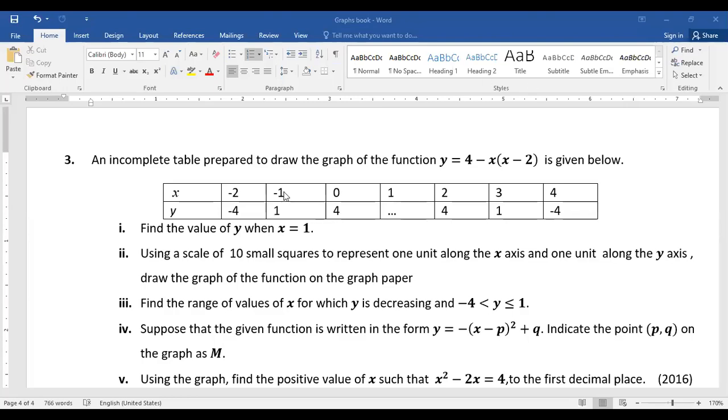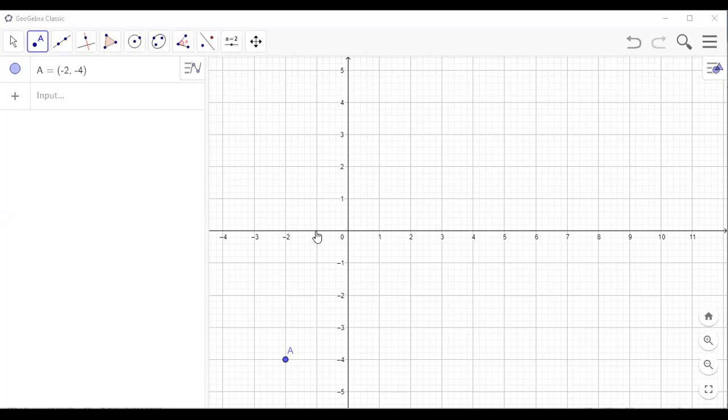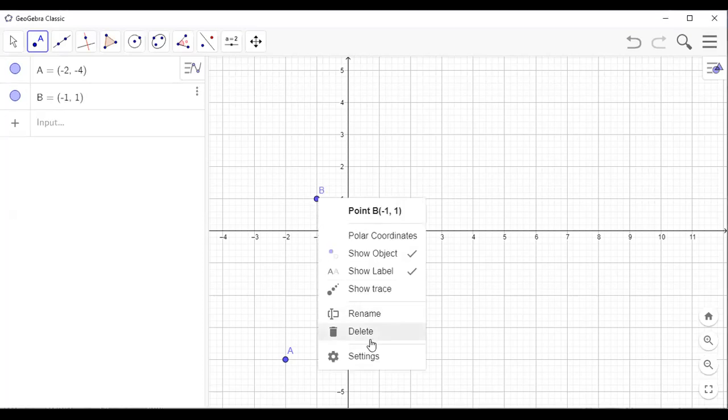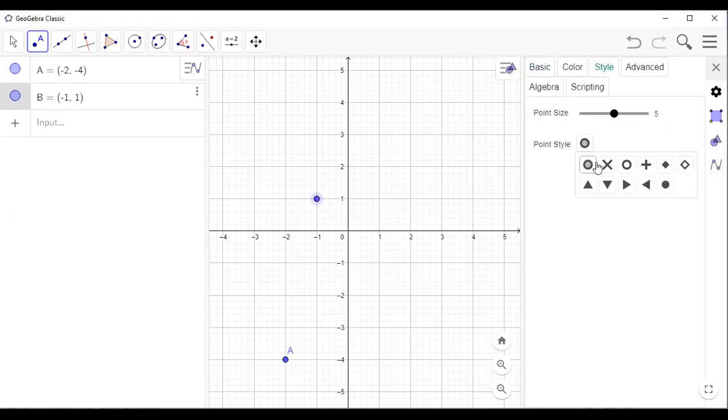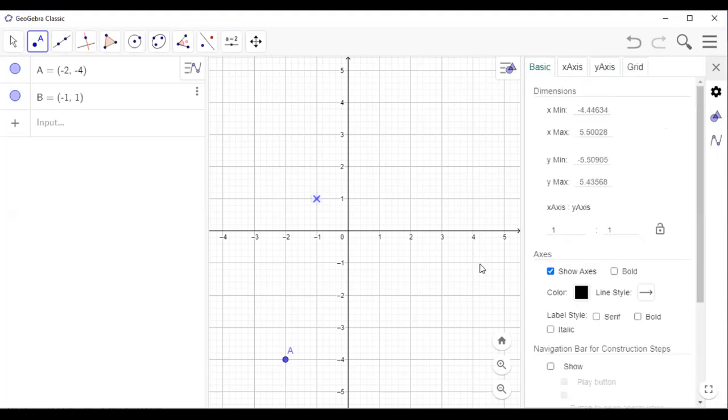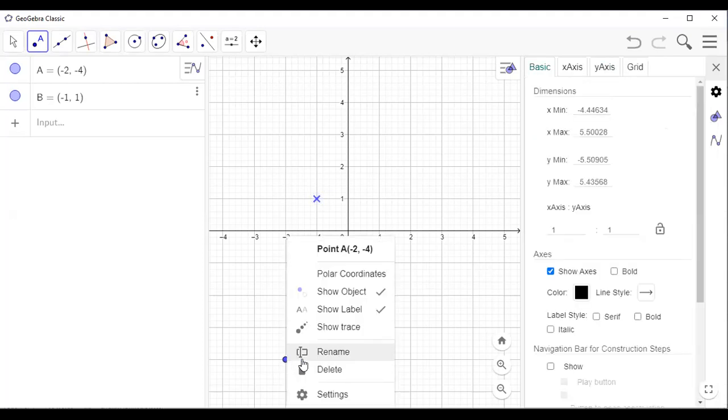Next point, when x is -1, y is 1. So you can plot that point on this Cartesian plane. Come to the x coordinate -1, y is 1. That means you have to move up, right? So here is the y value 1, right? So you have to mark that one using a cross, right? So the earlier one should also be a cross.